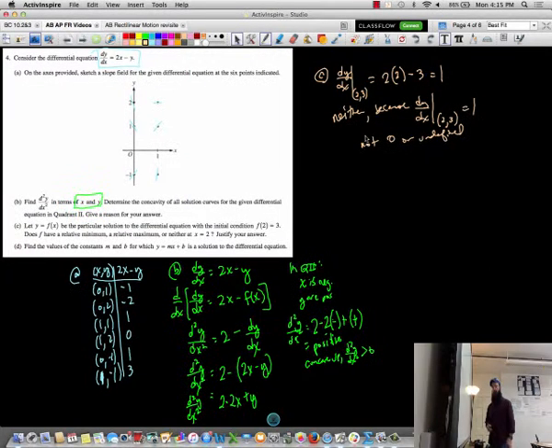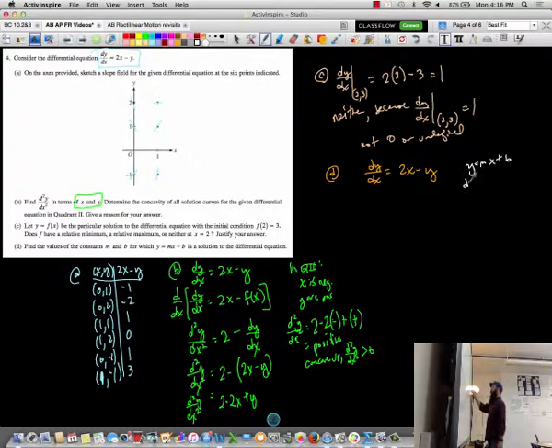All right. So for part D, the problem asks to find the values of the constants m and b for which y equals mx plus b is a solution to the differential equation. So remember, when something is a solution to a differential equation, you can actually plug it into the differential equation and make it work. So remember, when we say dy dx equals 2x minus y, we're basically saying when we take the derivative of a function, it equals 2x minus that function itself. And they told us that y equals mx plus b is a solution to this thing.